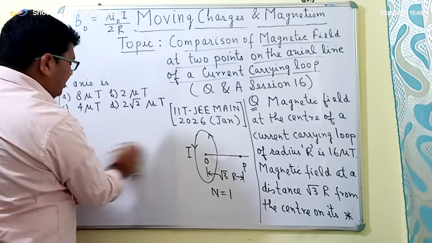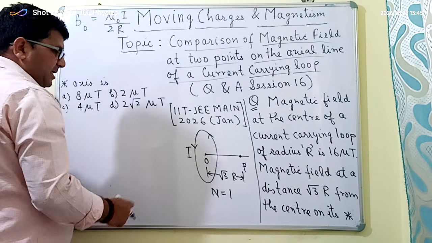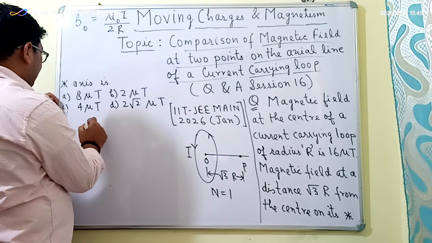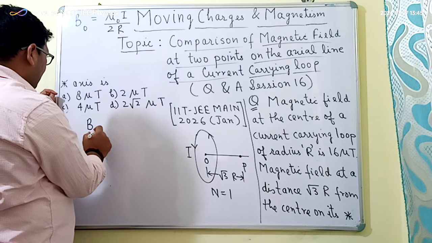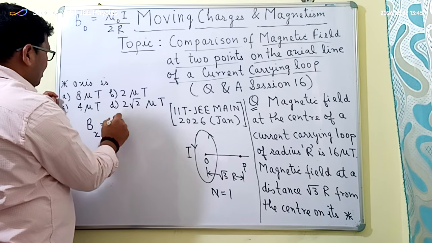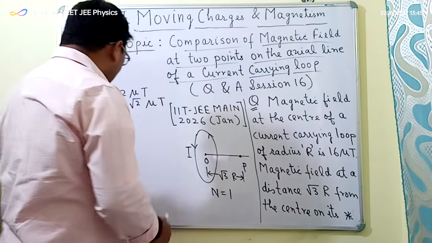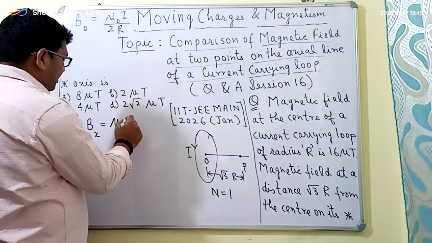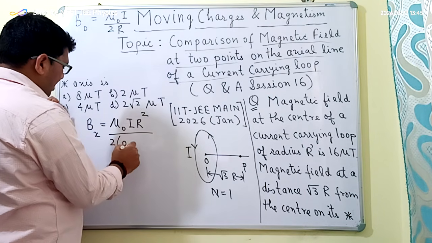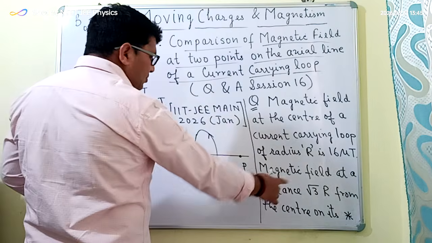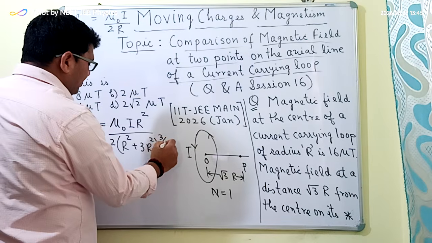Now we have to find the magnetic field at a distance root 3r from the center of this current carrying loop on the axial line. I am denoting this magnetic field as Bx. So Bx is equal to mu naught, n taken as 1, I r square divided by 2 times r square plus x square. Here x is equal to root 3r, so x square will be equal to 3r square, to the power 3 by 2.